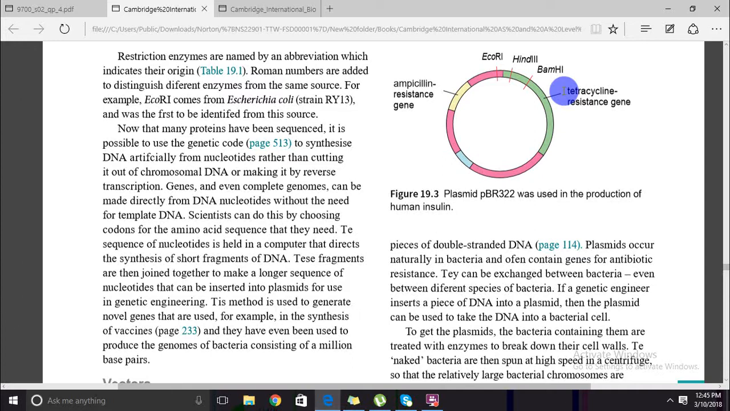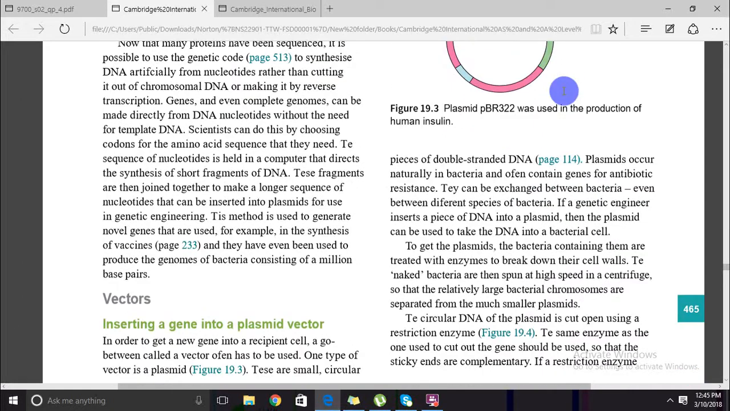To get the plasmids, you need to somehow get them in the first place. The bacteria containing them are treated with enzymes to break their cell wall. Alright, so we have this bacterial cell, right? And we know that bacteria have these cell walls, and they aren't really like plant cell walls because they are made of peptidoglycan and not cellulose, but they're still pretty hardy.